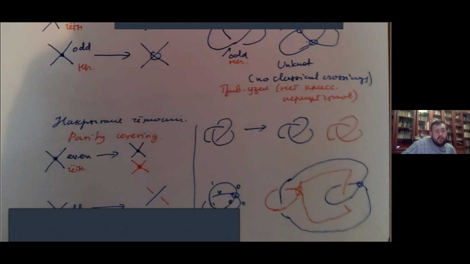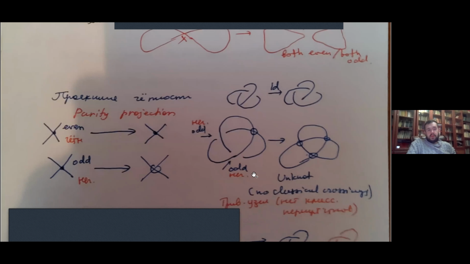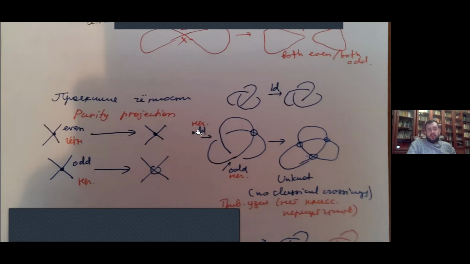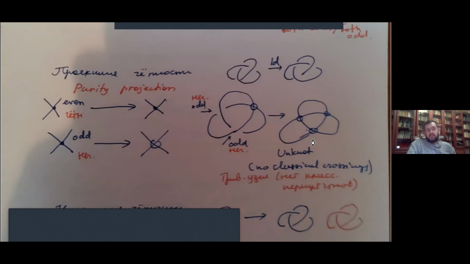Well, but the other thing we can do is to take the parity covering, which means that we stay with both components. Еще есть возможность рассмотреть накрытие четности, которое означает, что мы берем обе компоненты. Так что нечетные перекрестки никуда не исчезают, они просто остаются в качестве перекрестков между разными компонентами. So here's the example. So actually, if we look at this virtual trefoil knot, then both crossings here are odd. This means that the parity projection will give us the unknot. Of course, everything is considered up to the detour.